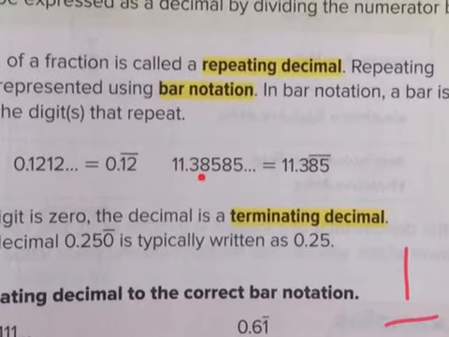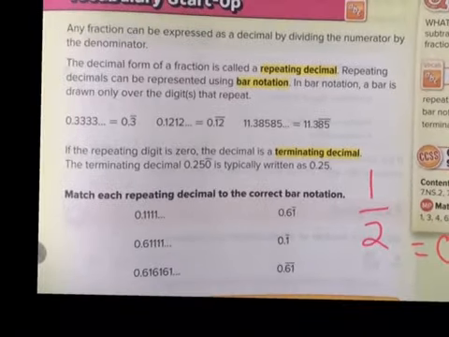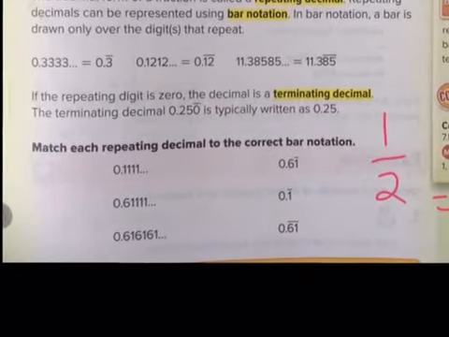Over here, we're going to have 3, 8, 5 repeating, and then again, 3, 8, 5, 8, 5, 8, 5. So only the 8, 5, not the 3. Only the 8, 5 is repeating. And you can see that the bar notation is over the 8, 5. So that is what we mean by bar notation. It expresses that the number will continue to repeat itself.